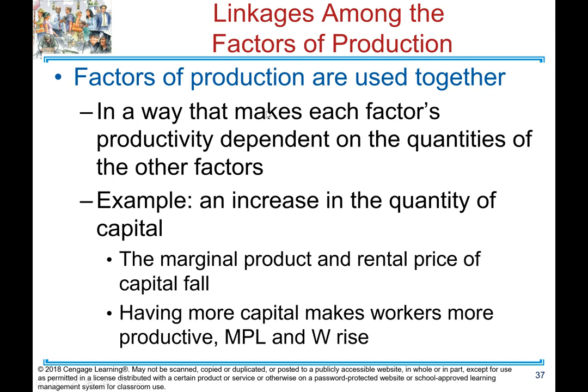Linkages among factors of production. Factors of production are used together in a way that makes each factor's productivity dependent on the quantities of other factors. For example, with an increase in the quantity of capital, the marginal product and the rental price of capital fall. Having more capital makes workers more productive, so the value of the marginal product of labor and wage rates will rise.